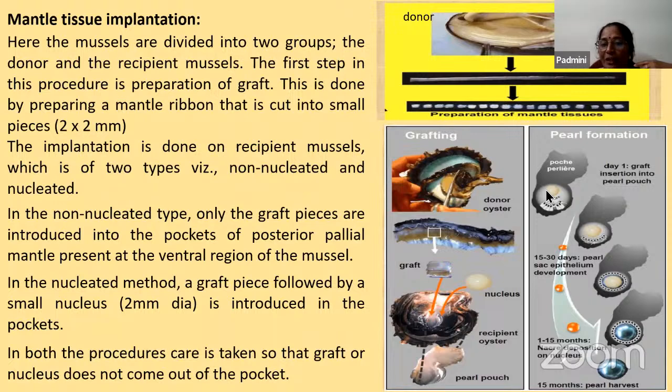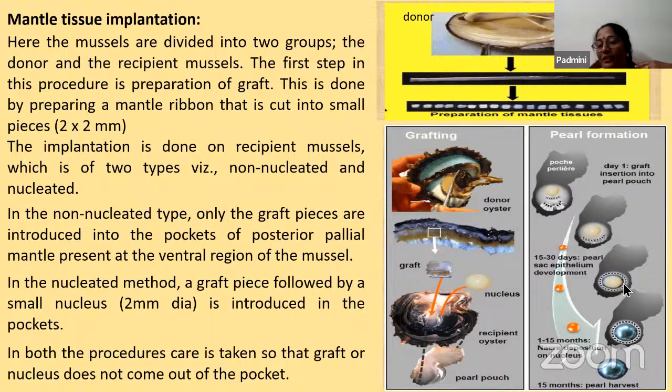So then what happens after this has been added into the pearl pouch? You can see over there, that is the bead, the nucleus. That is the mantle tissue that you have taken from the donor. And when you're introducing it, the epithelium of the recipient is going to slowly form around them. So you can see they're slowly forming around them.